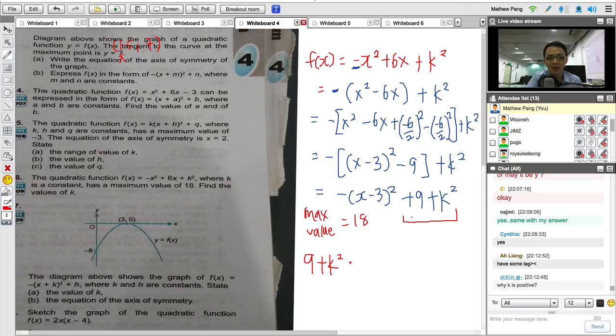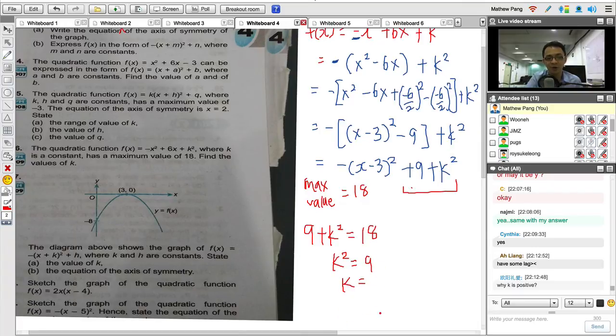So 9 plus k squared equals 18. k squared equals 9. k will equal plus or minus the square root of 9, which is plus or minus 3. Here, do you say k must be bigger than 0 or less than 0? No. He asks you to find the values, right? So it's plus or minus 3.